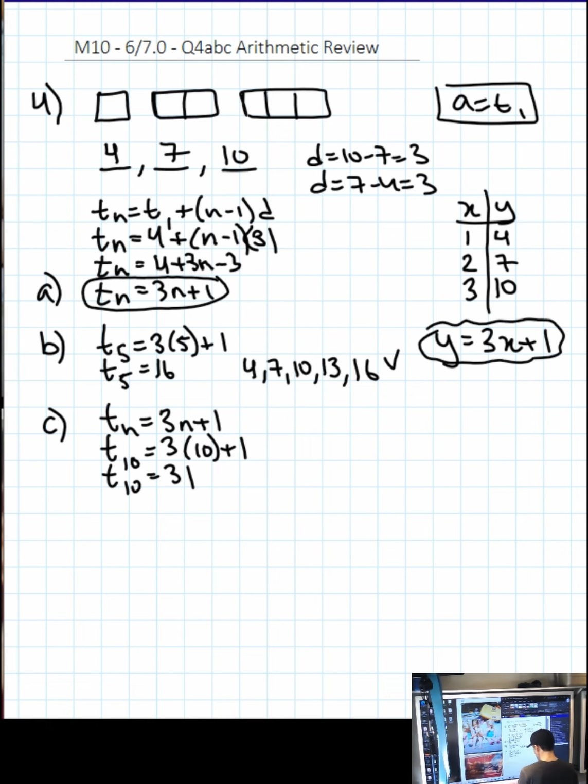So, just making that connection between sequences and series and word problems and tables of values and graphs and y equals mx plus b, it is all linked and connected.